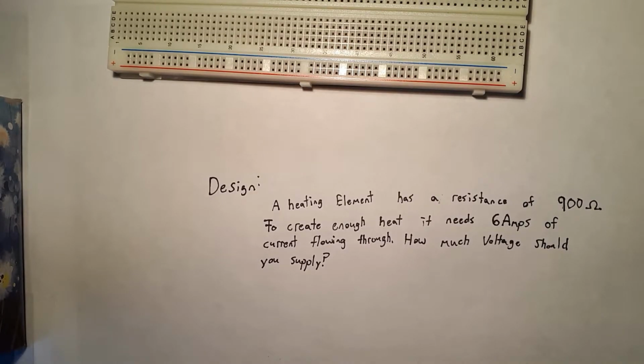Here's a simple design question for a simple resistance circuit. A heating element has a resistance of 900 ohms. You've measured that with your multimeter, and you need to create enough heat for your fish tank. It requires 6 amps of current flowing through. How much voltage should you supply?